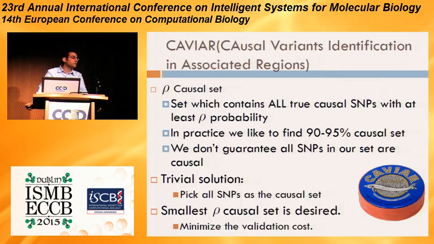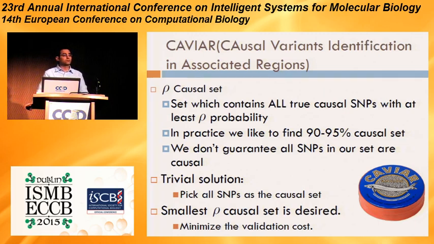So what we proposed in our previous method is called CAVIAR, causal variant identification in associated regions. This is based on a concept called rho causal set. So a rho causal set is a set that can capture all the true causal variants with probability rho. And in practice, you want to set this rho to very high values, like 90 or 95%. So your goal is to find a set that can capture all the causal variants with probability 90 or 95%. But I have to emphasize, this doesn't mean that all the variants in this set are causal. What it means is that if you go and validate every variant here, then with probability 90 or 95%, you can make sure that you found all the causal variants in that region.